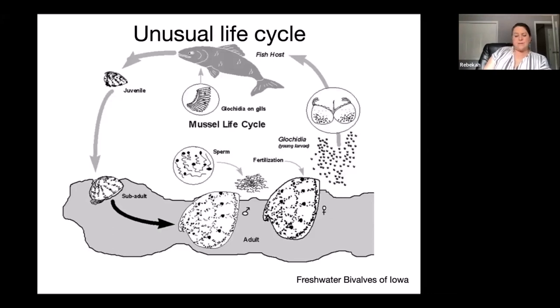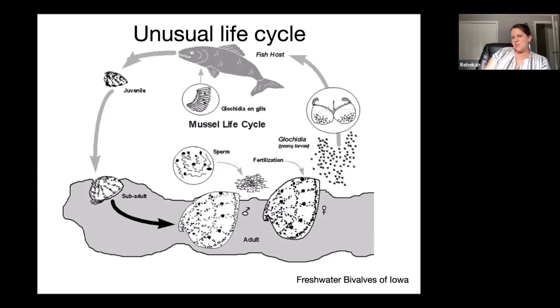These offspring, when they're mature enough, will be released into the water column, where they attach to the gills and the fins of different fish hosts. And in their larval stage, they parasitize the fish. It was a debate for a while whether they just hitched a ride on the fish to go downstream, or if they actually parasitize the fish. Everything we know now says that they parasitize the fish.